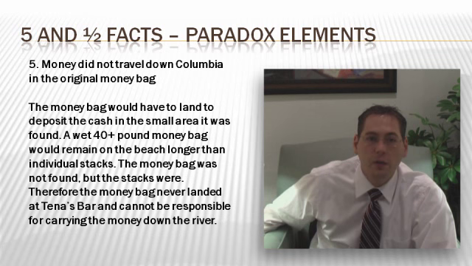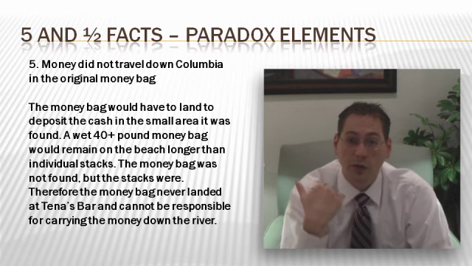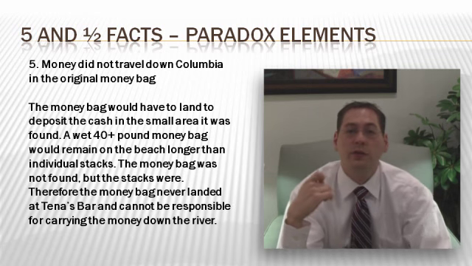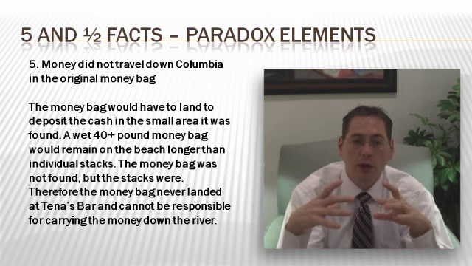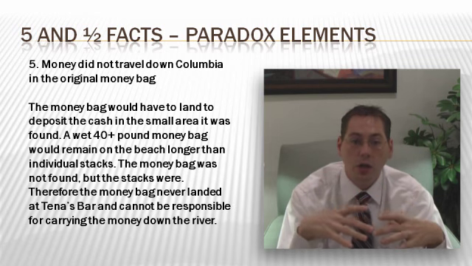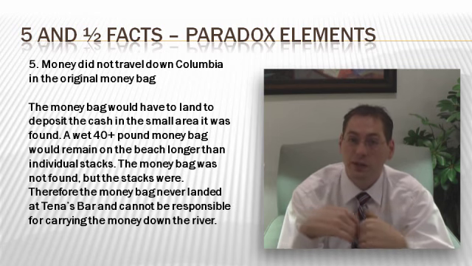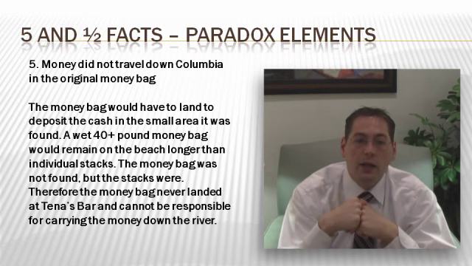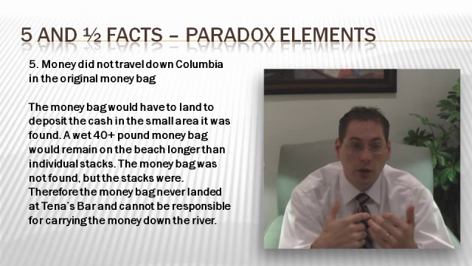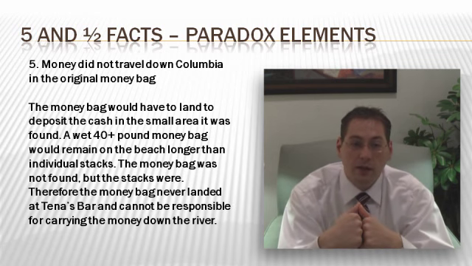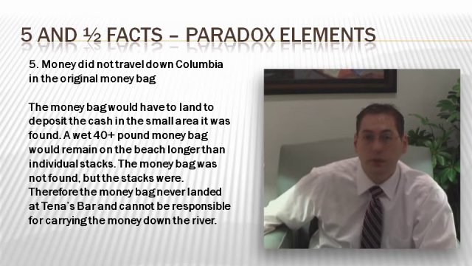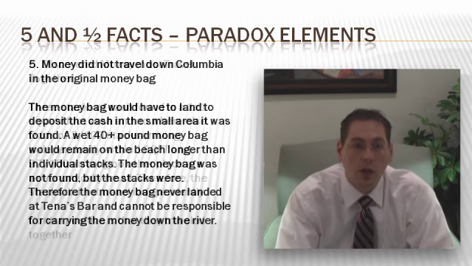The fifth fact is the money did not travel down the Columbia in the original money bag. This is, again, the third paradox we talked about in the last video. The money bag would have had to land and deposit the cash in the small area it was found. A wet 40-pound bag would remain on the beach longer than the individual stacks, and the reason is because of the time it takes to dry. The money bag was not found, and the stacks were found. Therefore, the money bag never landed at the beach, and it cannot be responsible for actually carrying the money down the river. If you disagree with this, watch the previous videos.